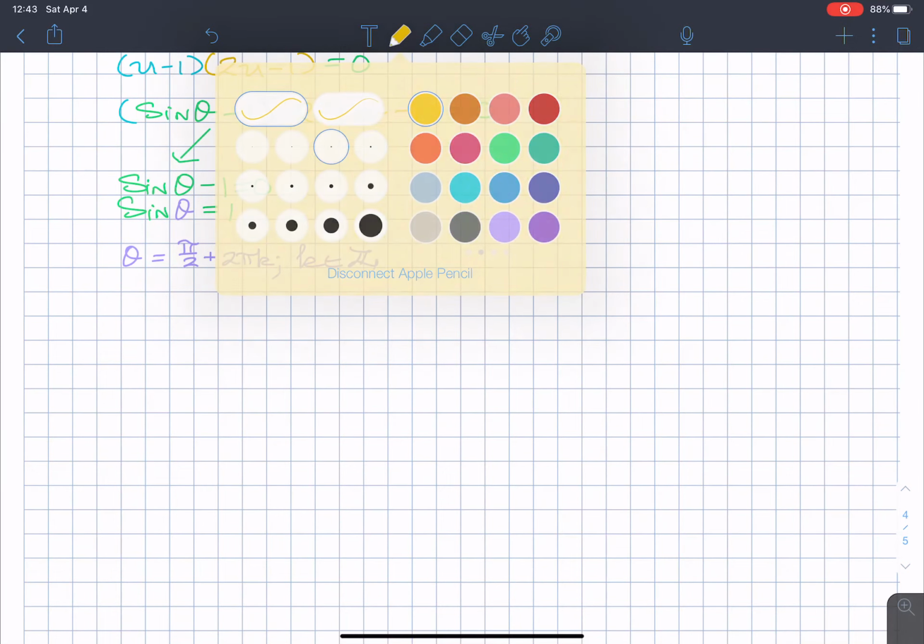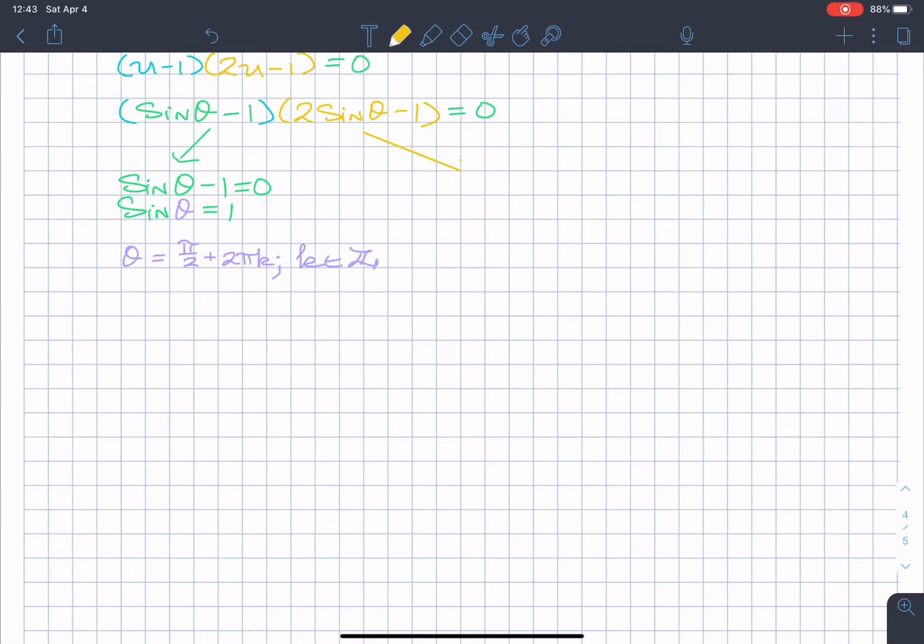So let's do the same analysis over here. So we have 2 sine of theta minus 1 equals 0, which means that 2 sine of theta is equal to 1, which means that sine of theta is 1/2. And once again, let me rewrite theta in hot pink here.